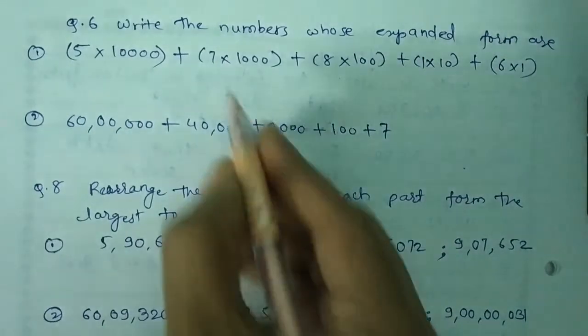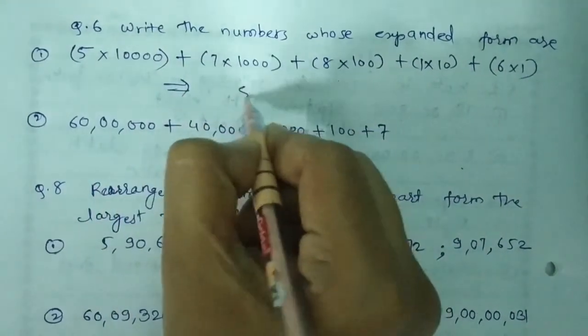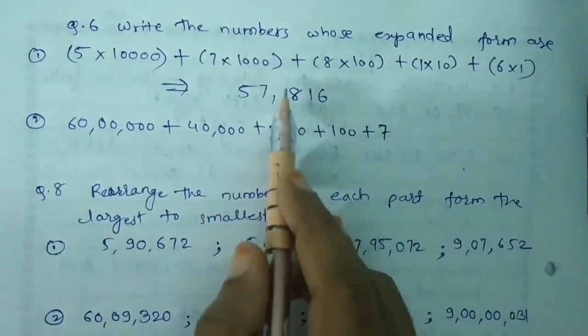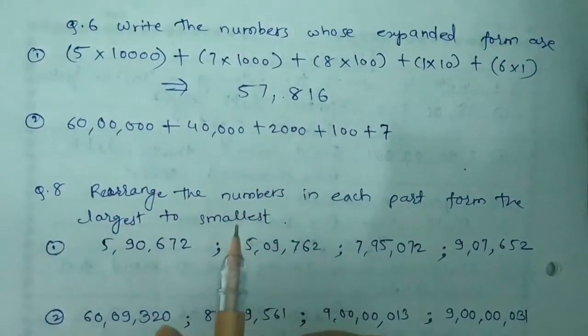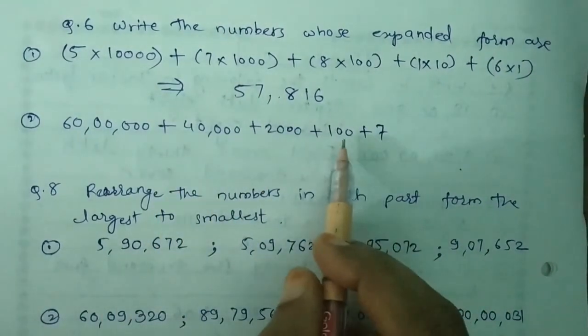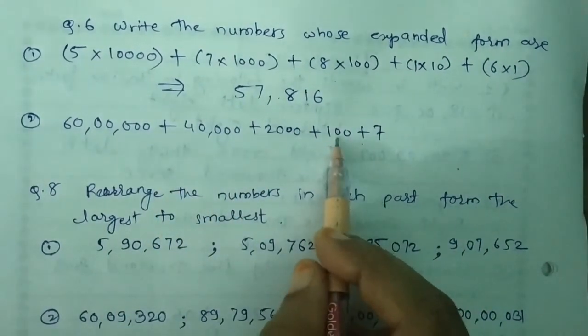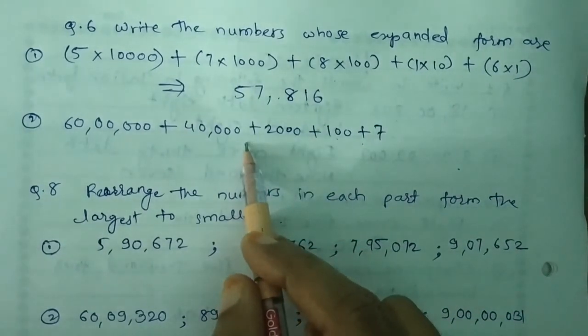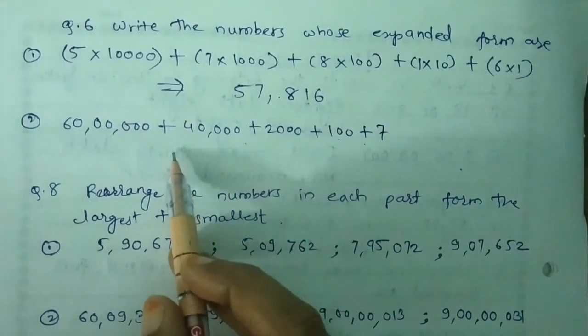So this number is so easy. This is gonna be 57,816. But if you see here, we are having unit place, tens place is absent, then 100, then 1000, then 10,000. Okay, then we have here missing places.